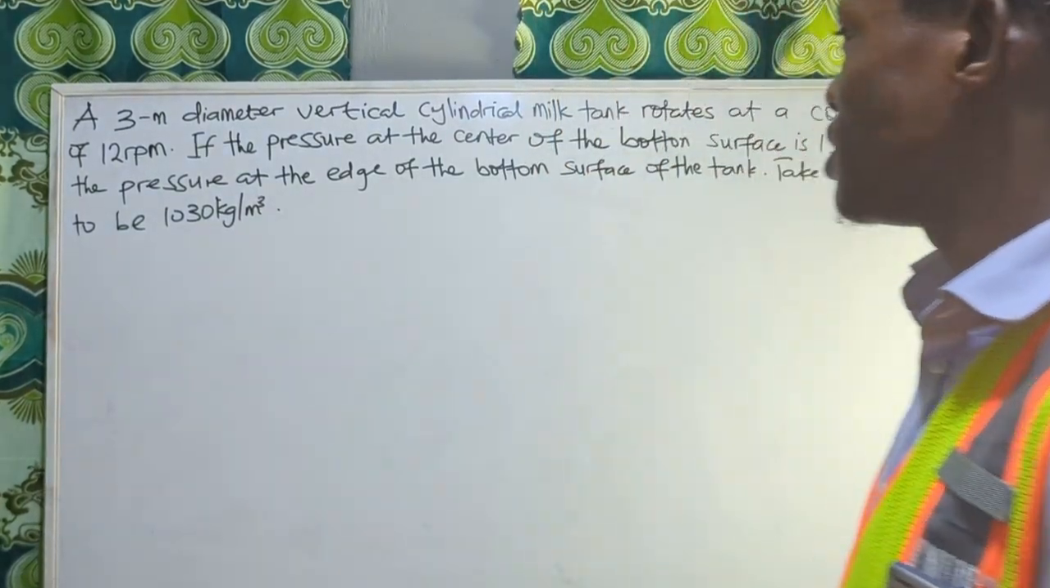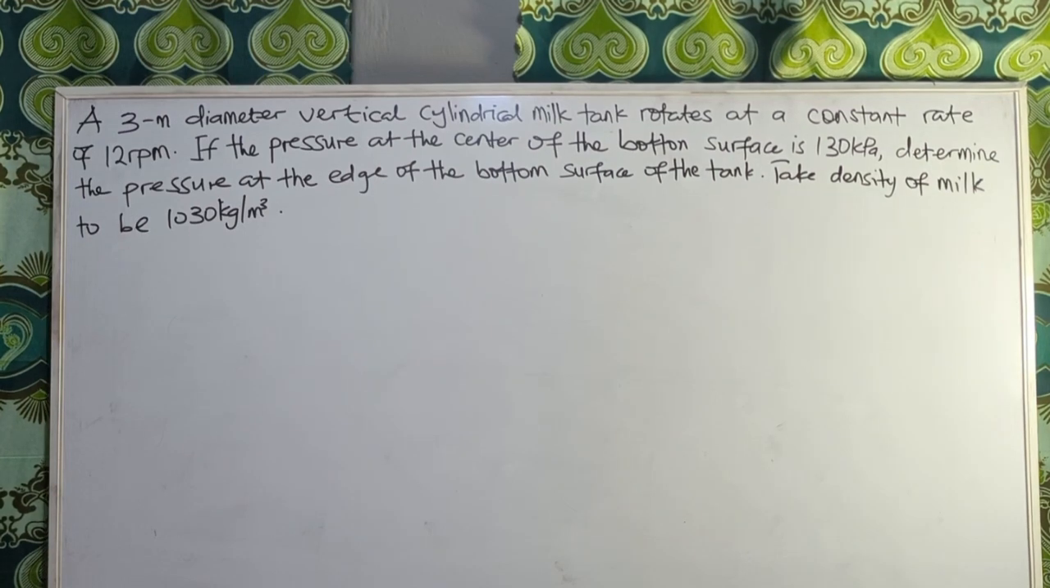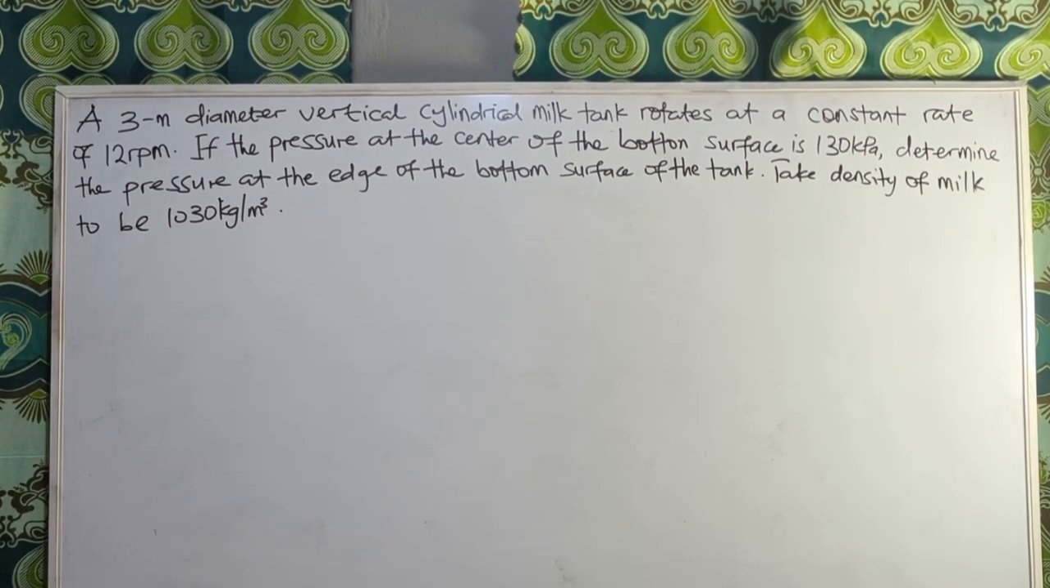Let's move on to our question. A 3-meter diameter vertical cylindrical milk tank rotates at a constant rate of 12 RPM. If the pressure at the center of the bottom surface is 130 kilopascal, determine the pressure at the edge of the bottom surface of the tank. Take the density of milk to be 1,030 kilogram per meter cube.